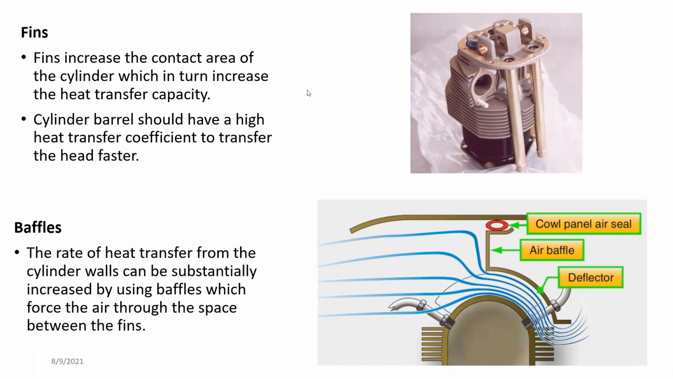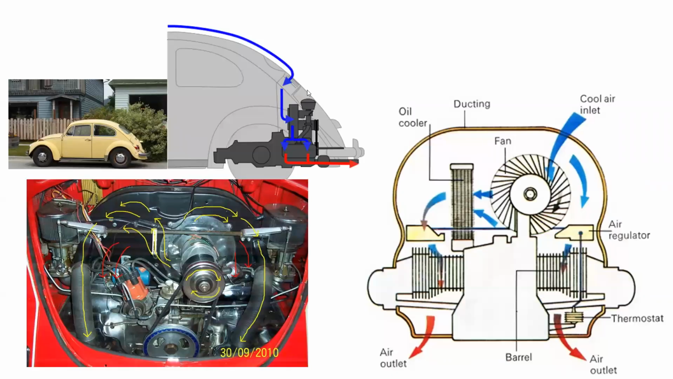Baffles are used to control the airflow around the cylinder block, or in this case, the fins. In some cases, the airflow may be too much. In such cases, the baffle is used to close the airflow around it in order to maintain the operating temperature of the vehicle. So this is a very good example of an air-cooled engine.